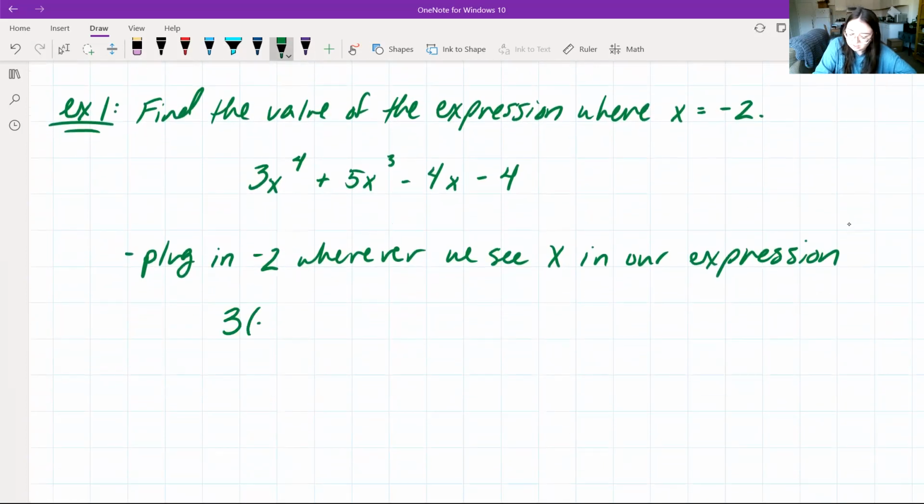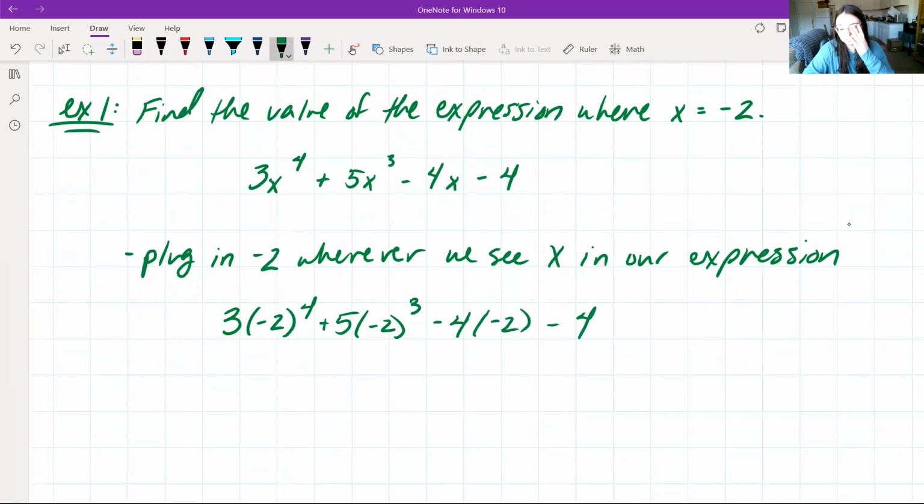So we're going to get 3 times -2 to the power of 4 plus 5 times -2 to the power of 3 minus 4 times -2 minus 4. And now we can go ahead and solve. -2 to the power of 4 is going to give us a positive 16. We have an even exponent with a negative base. So since our exponent is even, we'll have a positive number. So we're going to get 3 times 16.